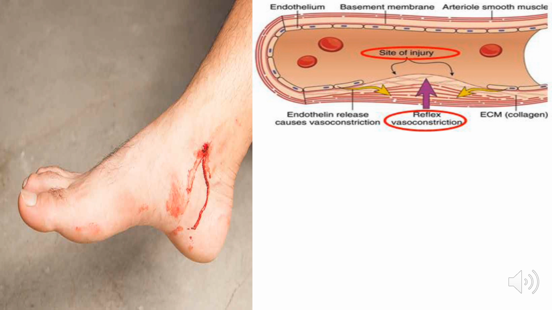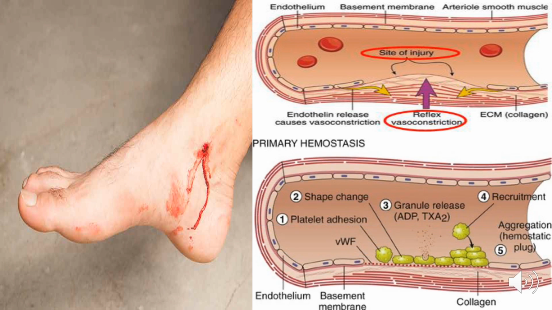This vasoconstriction will be followed by primary hemostasis. This is the second step, and this is primarily mediated by the function of our platelets. As you can see in the picture, you have there the yellow-colored platelets aggregating so that they can form a platelet plug and not allow further blood loss.